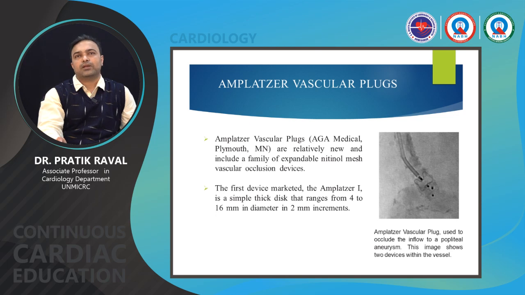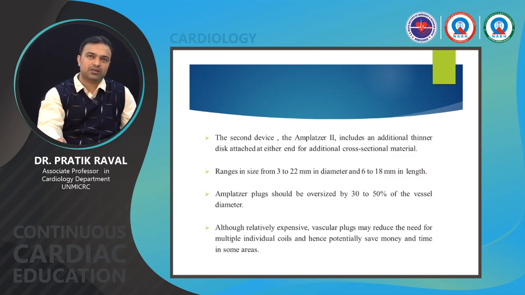Vascular implants or vascular plugs are rapidly gaining popularity nowadays. These are relatively new devices. The first device in this category is the Implants 1 device, which is basically a thick disc made of nitinol, and the size ranges from 4 to 16 mm, which is suitable for occlusion of large vessels. The second device in this series is the Implants 2 device, and this device includes 2 additional thin discs at either end of a central thick disc.